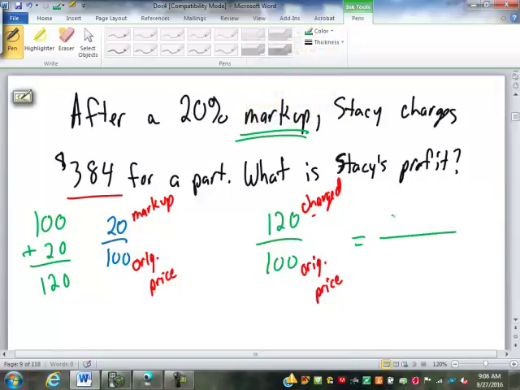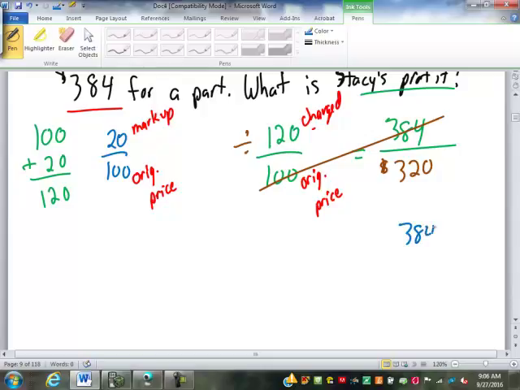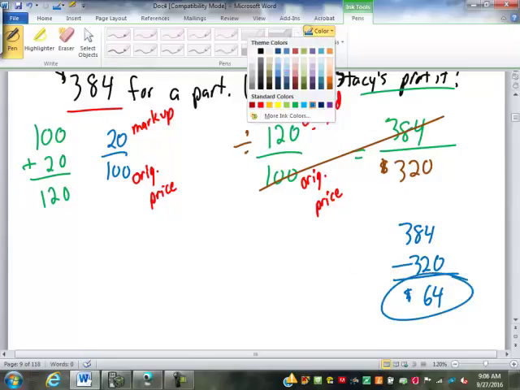So now on the other side of that, 384 is what Stacy charged. Now the original price isn't what we're looking for either, but if we know the original price, we can find the profit. We can find that dollar amount of the markup. So 100 times 384 divided by 120 is $320, right? So that means 384 minus 320 is a $64 markup. That is what Stacy's profit was. Does that make sense?